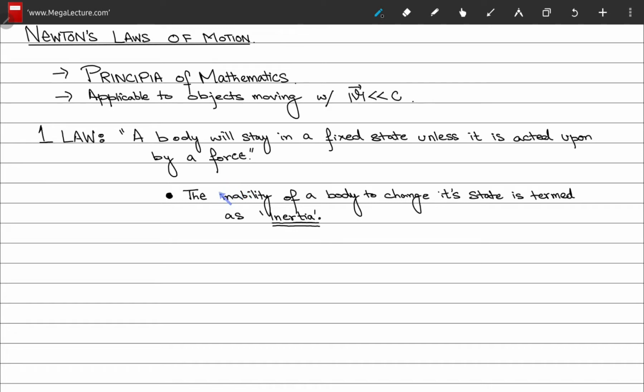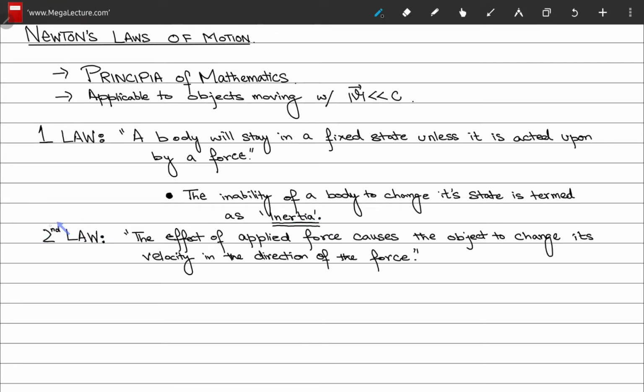Now, note that according to the first law, there is some inability of your system to change its state, as we discussed. This inability of your body to change its state from one specific state to another is known as inertia. This statement is also known as Galileo's law of inertia.